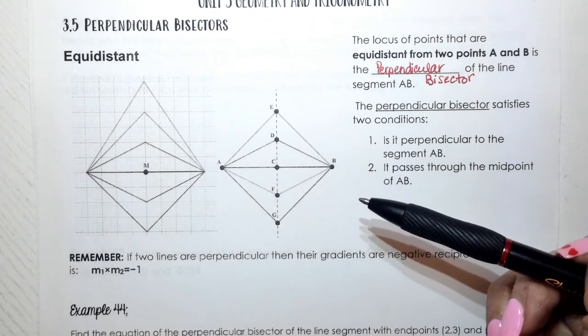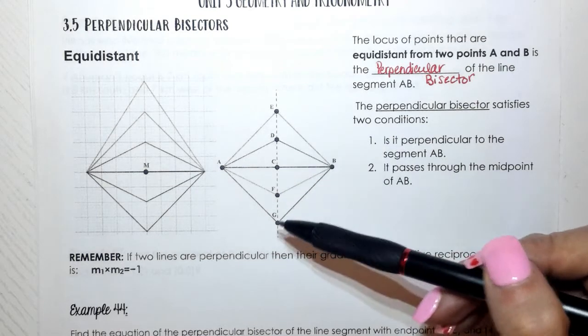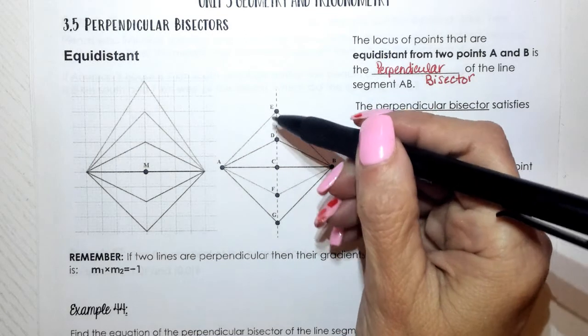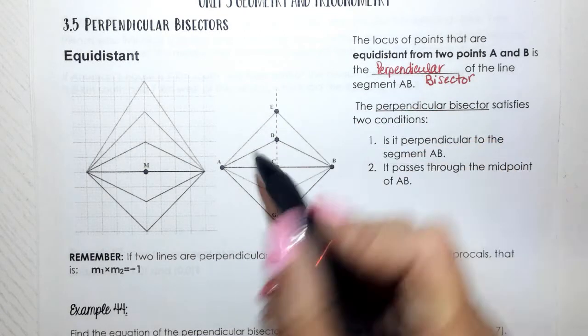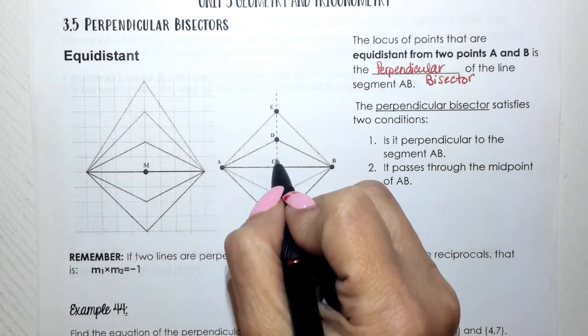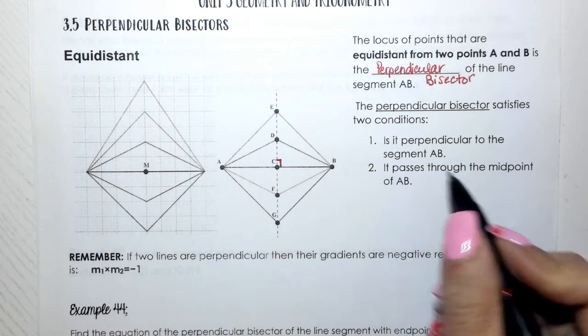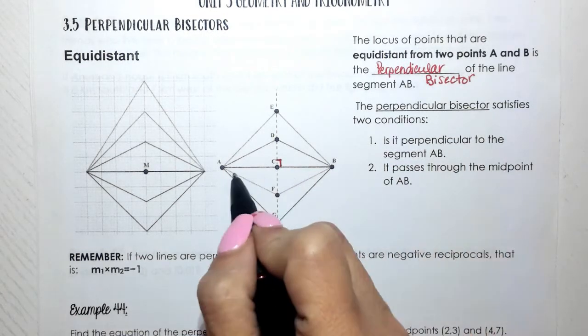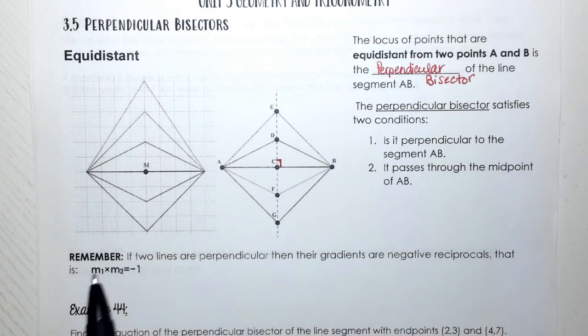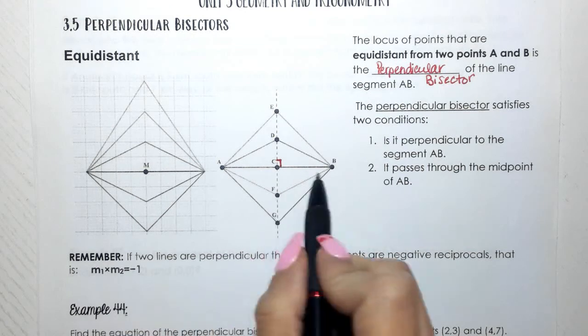Anyway, okay, they are equidistant. So the perpendicular bisector satisfies two conditions as it goes through the segment AB. All right, it's perpendicular, meaning it makes a right angle, correct? And it passes through the midpoint. So these sides over here are equidistant. All right, so it's perpendicular and it's equidistant.